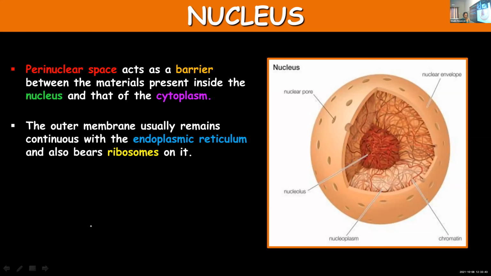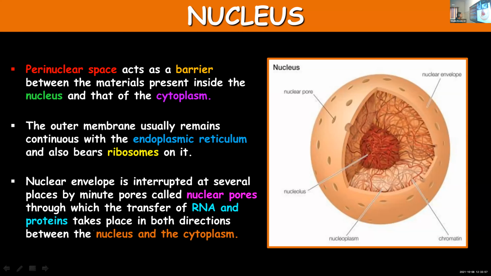In some pictures you might have seen, associated with the nucleus, the endoplasmic reticulum will be there, and on this endoplasmic reticulum you can see ribosomes present, and you call it rough endoplasmic reticulum. And the nuclear envelope or nuclear membrane is provided with pores. It is interrupted, meaning it is not continuous. Here and there you can see some openings, and you call them nuclear pores.